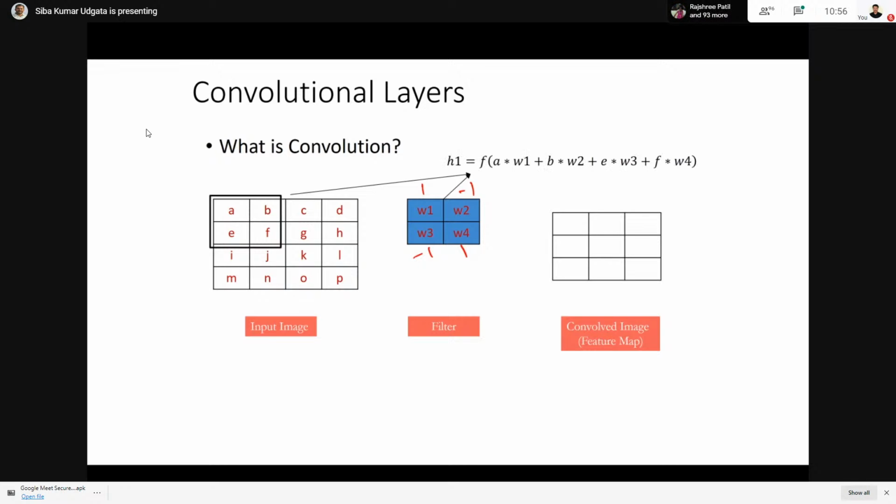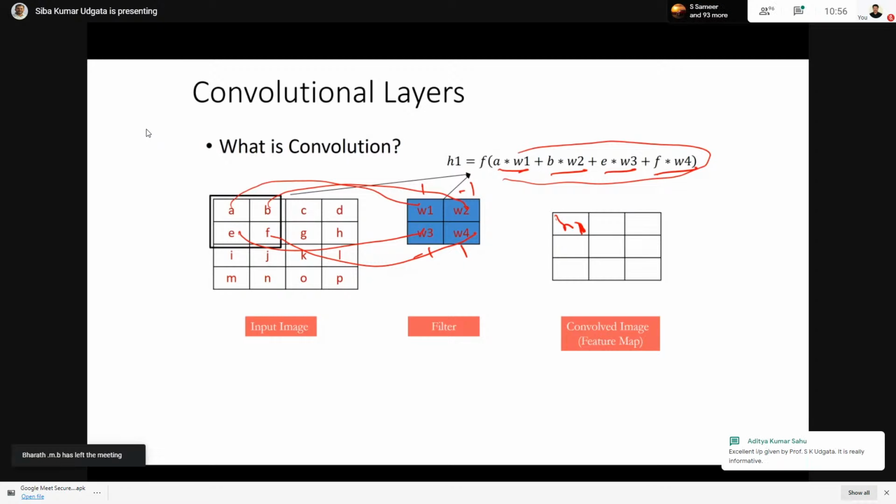Now look at this. You multiply A with W1, B with W2, E with W3 and F with W4. Once this multiplication is over, you sum them up and then there is a function. The function can be a simple sum, the function can be anything. Once you do this function, this value is H1. So to find this value, you have to do this calculation.